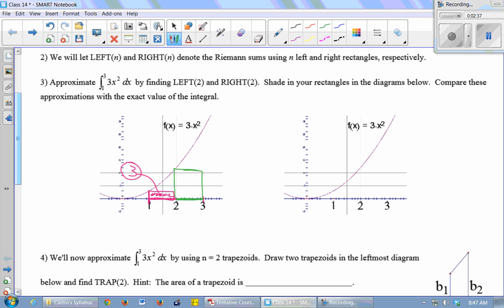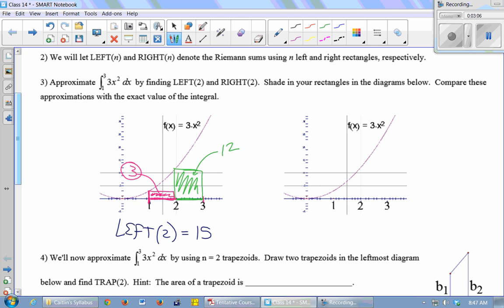And then for my green rectangle, its base is 1. What's its height? 12, yeah, because we take the 2, plug it into my function. That tells me the height of the rectangle. 2 squared is 4, times 3 is 12. So my approximation under this curve using left 2 is 15. 3 plus 12.